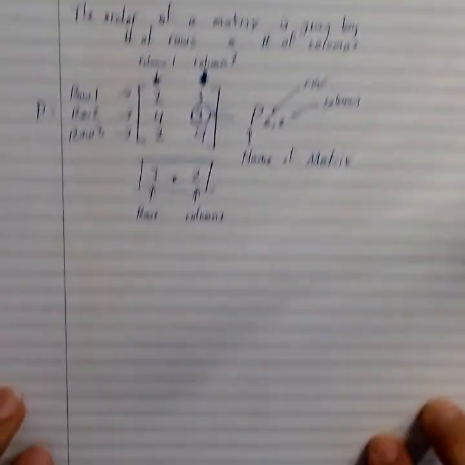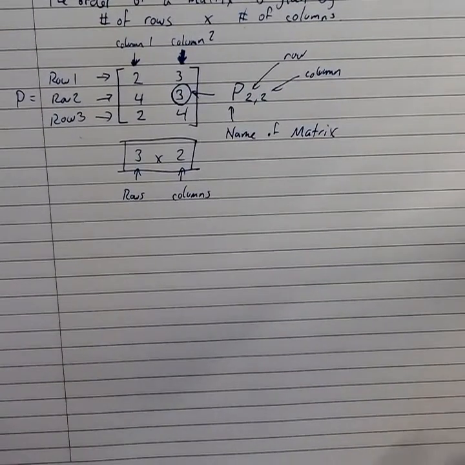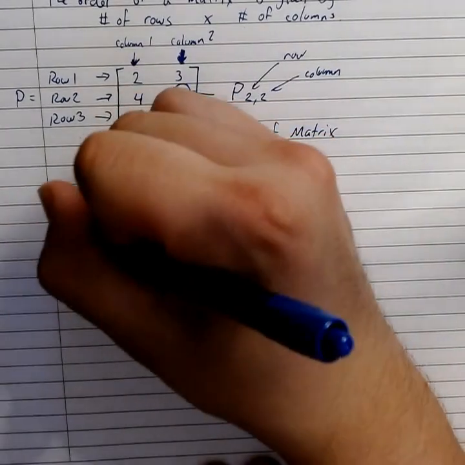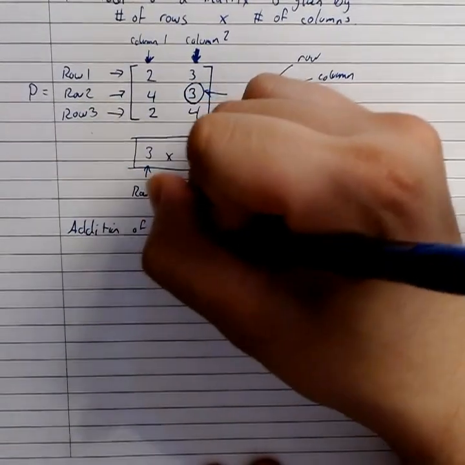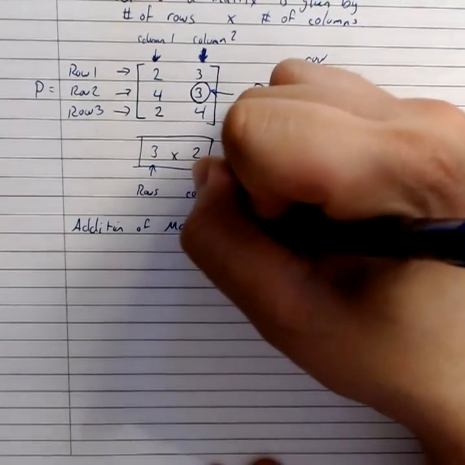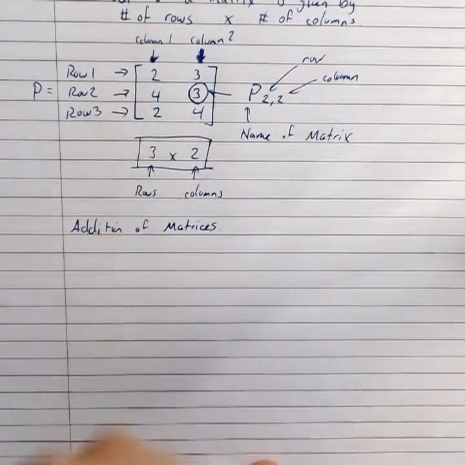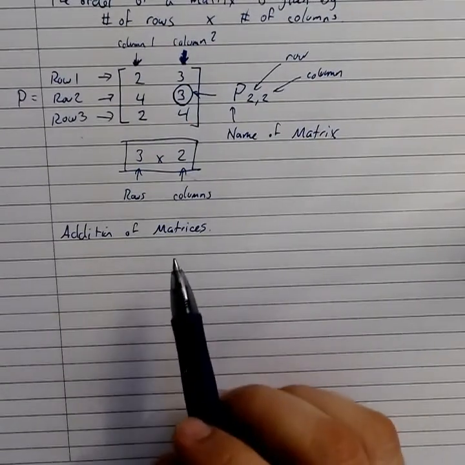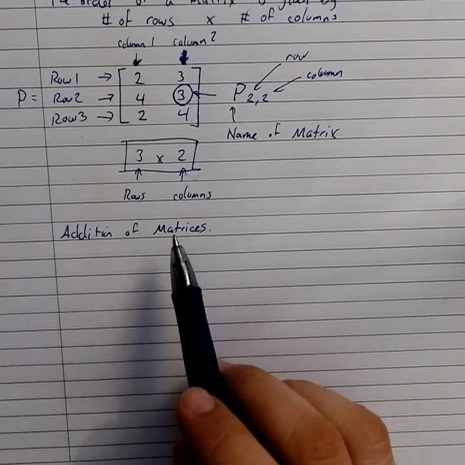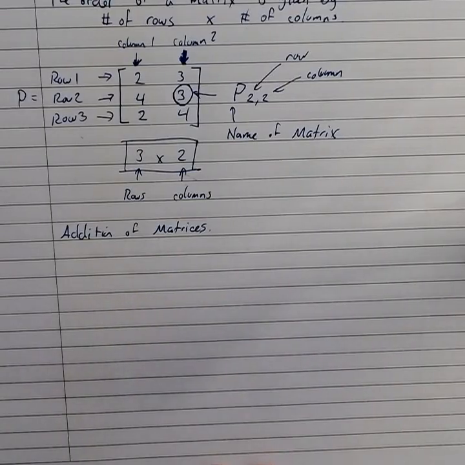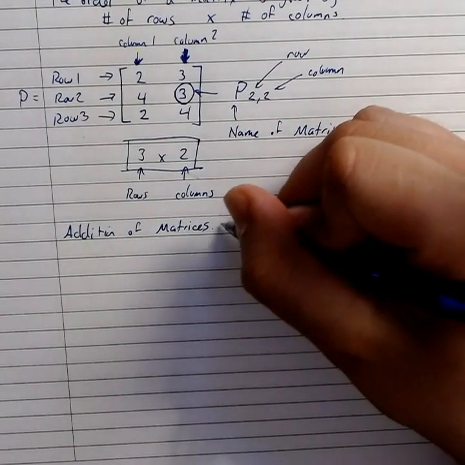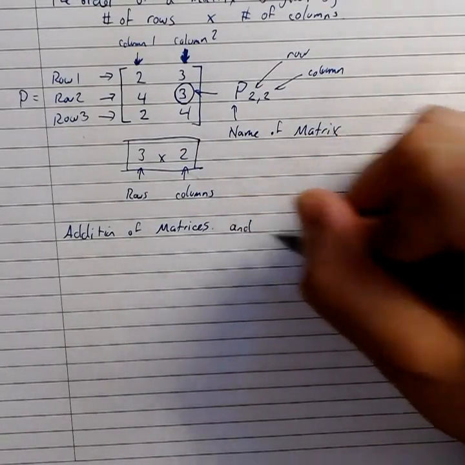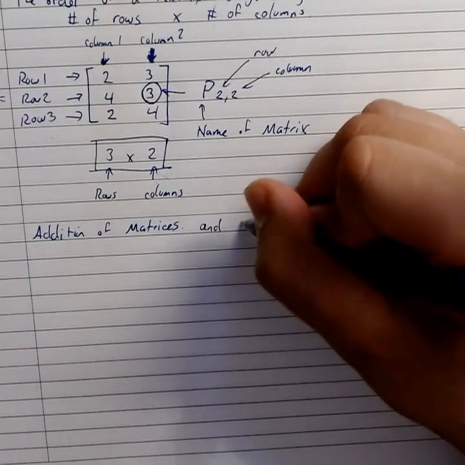Okay, so let's go ahead and start off with the two easier operations, addition and subtraction. So let's talk about addition of matrices. For years, I didn't know how to spell matrices. I don't know, that's the way I remember it. While we're at it, let's also talk about subtraction of matrices, because they are defined pretty much the same way.